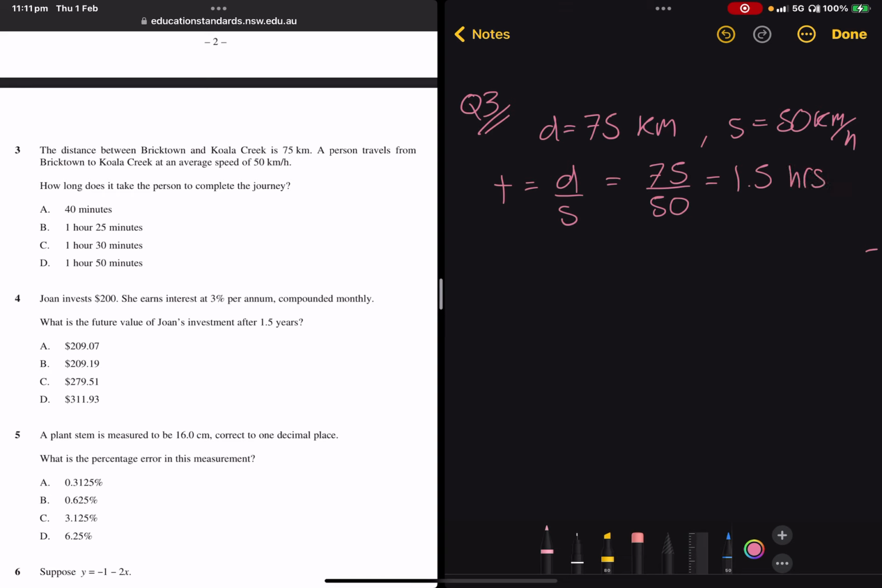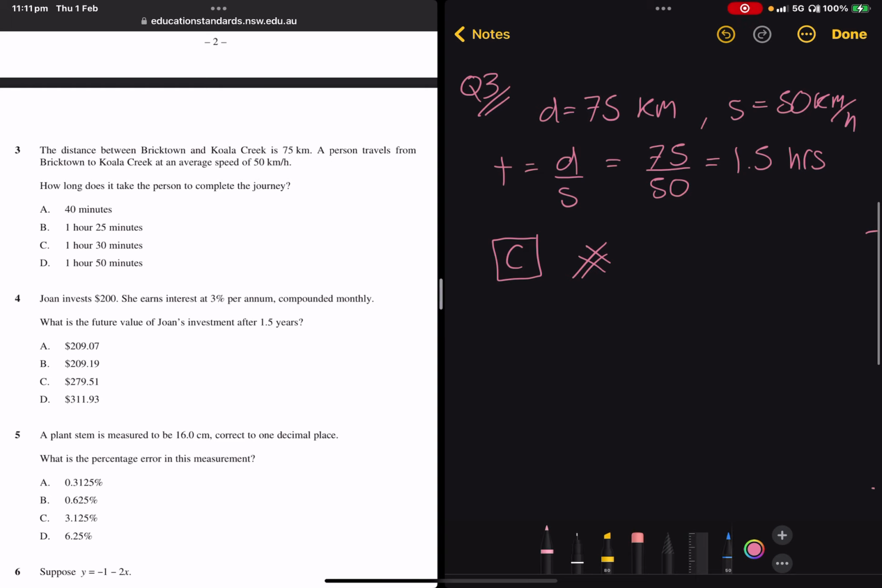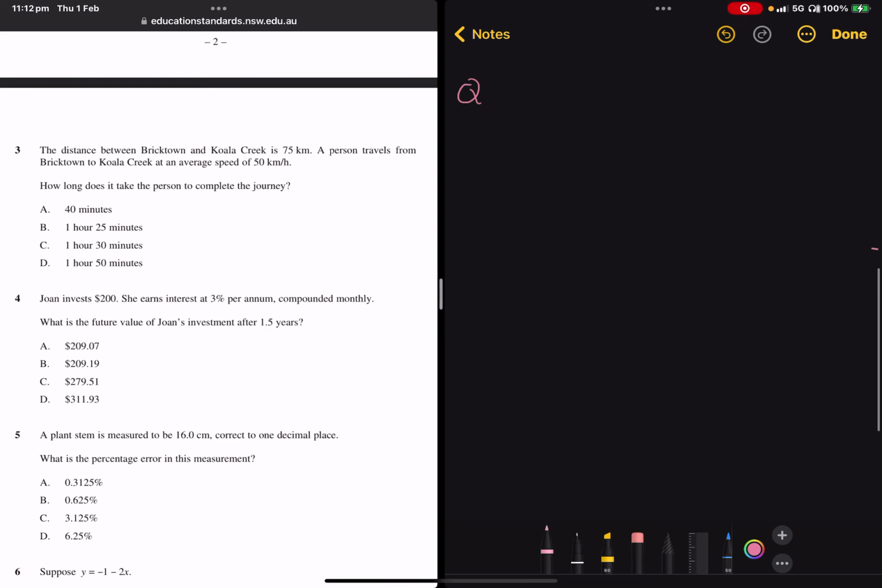So how long does it take? 1 hour and 30 minutes, which is C. So this is the answer to question 3. Now, question 4. We have Joan invests $200. She earns interest at 3% per annum, compounded monthly. What is the future value for investment after 1.5 years? Okay, so we're going to use compound interest.